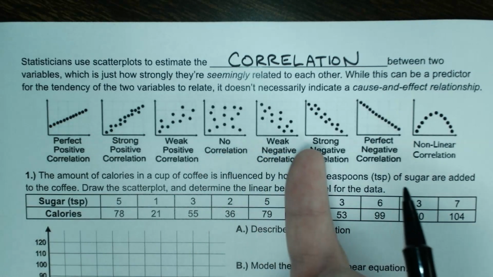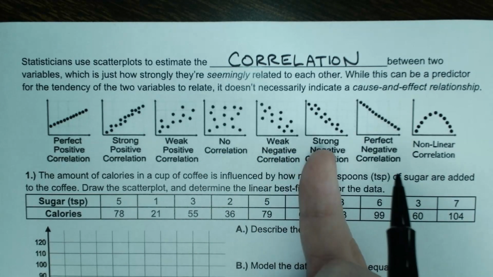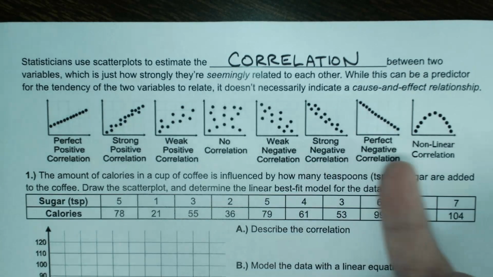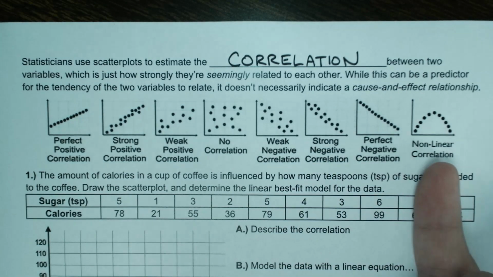Then over here, if the points tend to cluster into a line that looks like it would have a negative slope, it's going to have a negative correlation. Over here, there's a pretty clear pattern. Just because there's not a line that goes through all of those doesn't mean that there's a problem. It just means that the correlation is probably not linear.